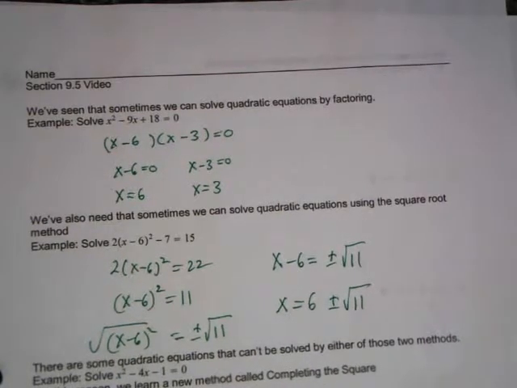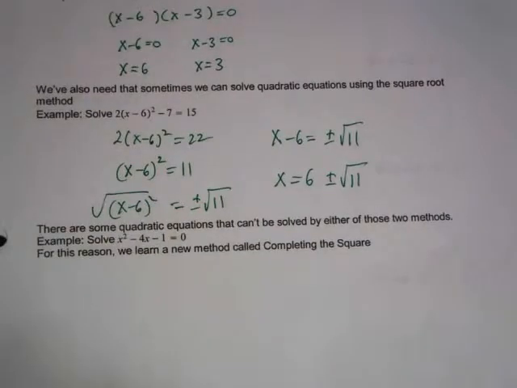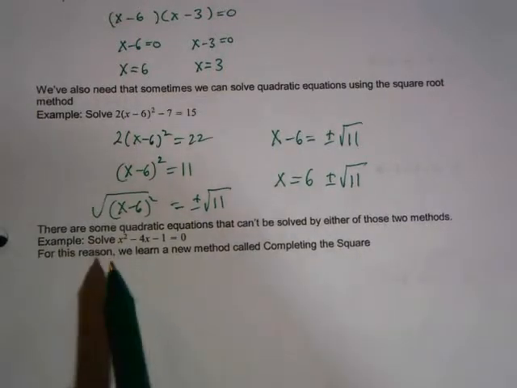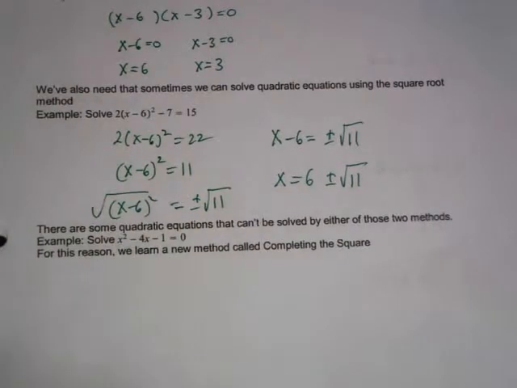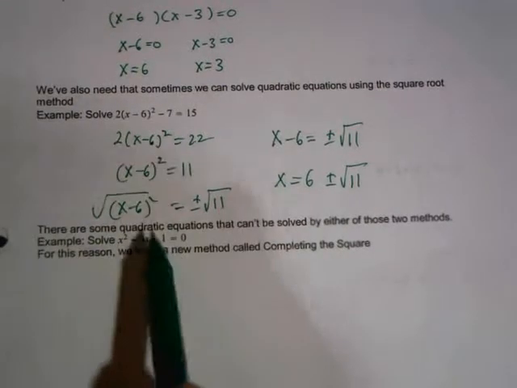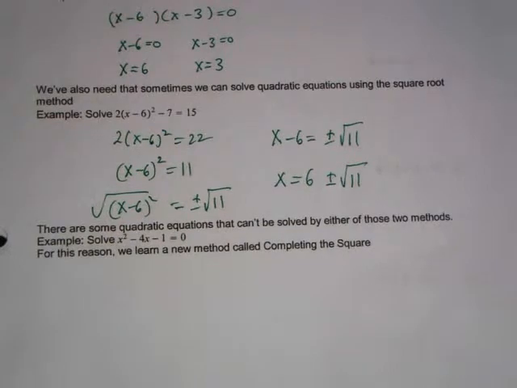Alright, so that's what we've learned so far. Now, here comes the new stuff. Some quadratic equations can't be solved by either of the two methods above. This one we cannot use the square root method because we have an x squared and we have an x. And you can try all you want, that does not factor. So what we do is we learn a new method, and this new method is called completing the square.